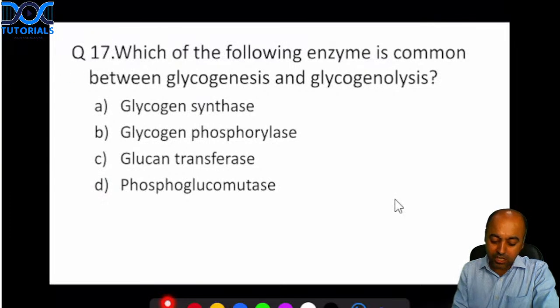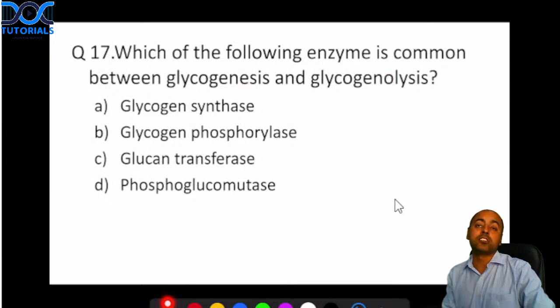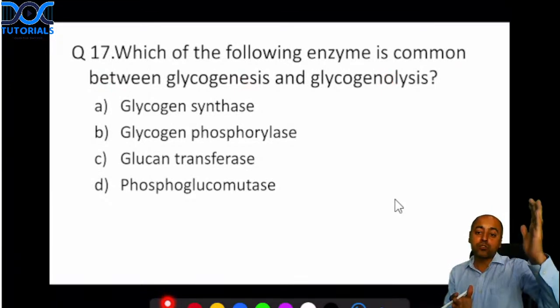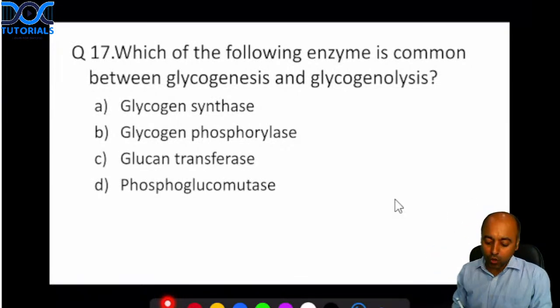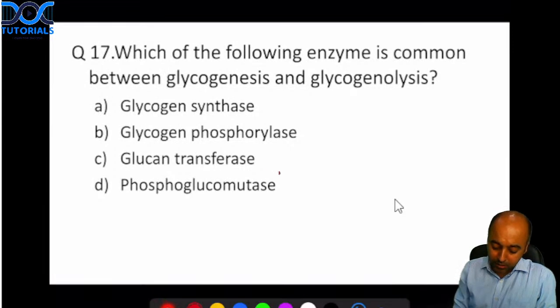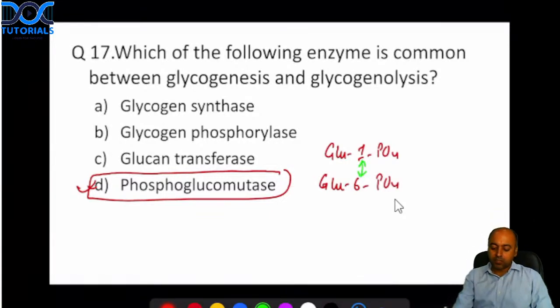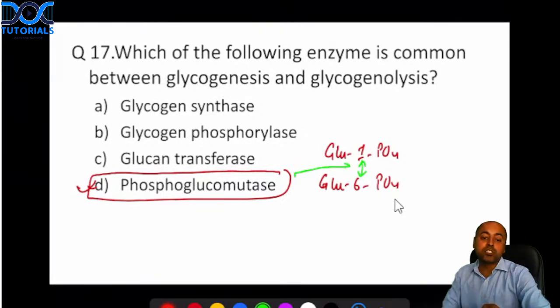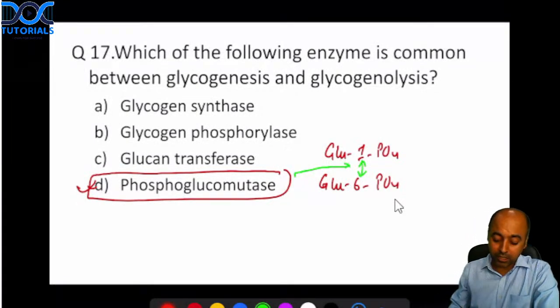Question number 17, again important question, which of the following enzymes is common between glycogenesis and glycogenolysis? So these are two separate pathways, one pathway giving rise to glycogen synthesis, another one causing the breakdown of the glycogen. Only one common enzyme is there, and that common enzyme is the phosphoglucomutase. What does it do? The interconversion between glucose 1 phosphate and glucose 6 phosphate is done by phosphoglucomutase. This is the only common enzyme in the two pathways.